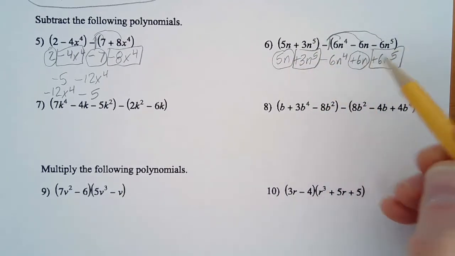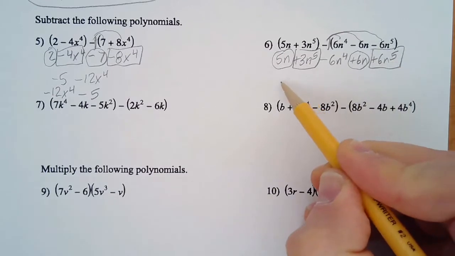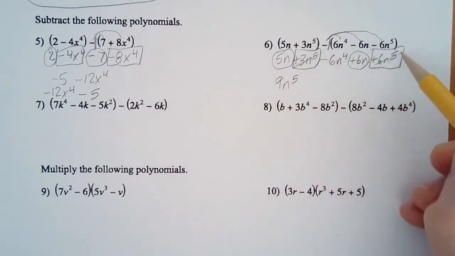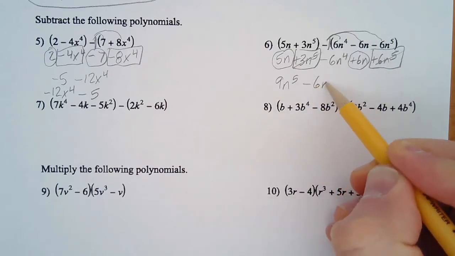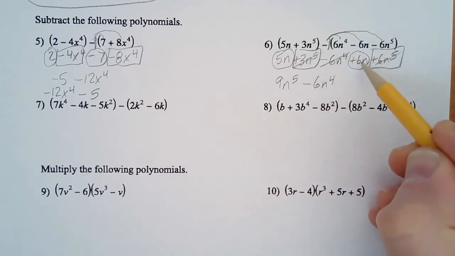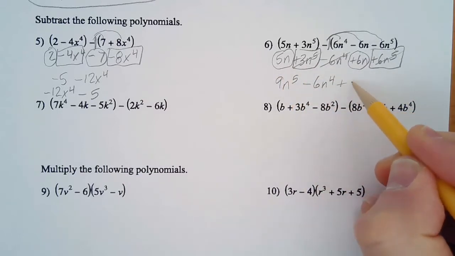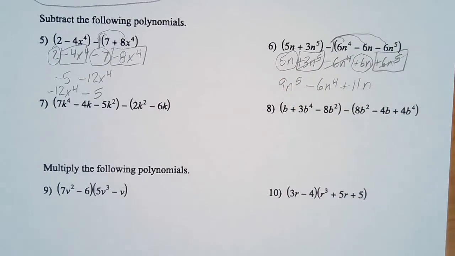Okay, and then I'm going to go ahead and add these first since they have the highest exponent. And then I have -6n to the 4th that has the second highest exponent, and then these have an exponent of 1, so they'll go last. All right, you guys do the next two.